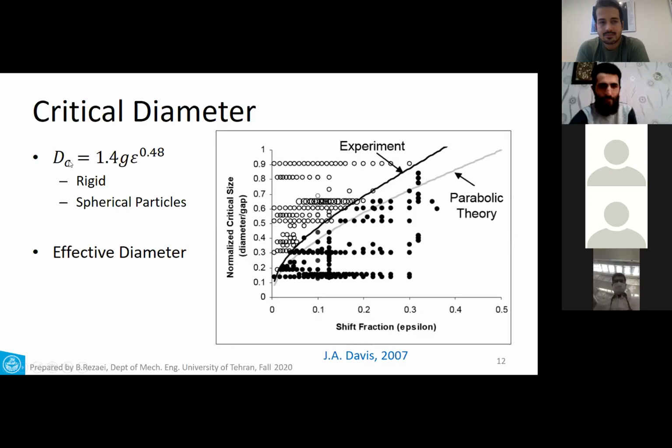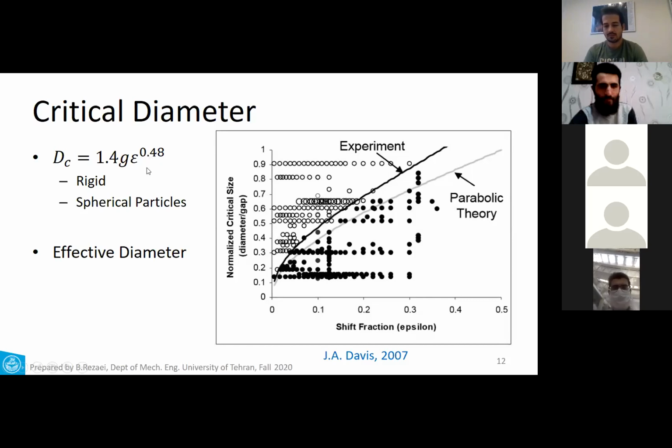First of all, we want to normalize the particle diameter to the gap, because if the particle diameter is larger than the gap, it cannot even pass the gap. So you see this formula, D_c equals 1.4 G epsilon to the power of 0.48, and this is the most well-known formula for the critical diameter.